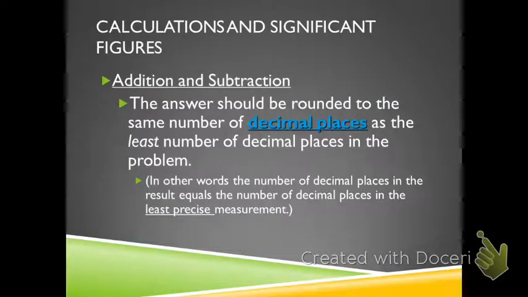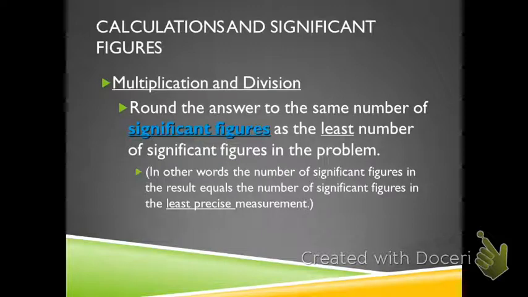You also have to be able to do calculations with your significant figures. The first type of calculation is whenever you do addition and subtraction. When you do addition and subtraction, your answer has to be rounded to the least number of decimal places in the problem. So when you look at the question, you're going to decide how many decimal places are in each of the numbers and then round your answer to the one that has the least number of decimal places.